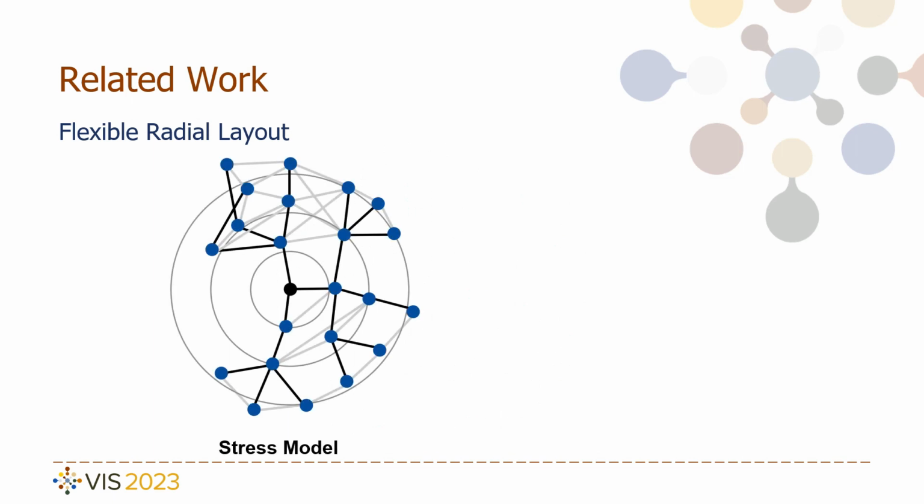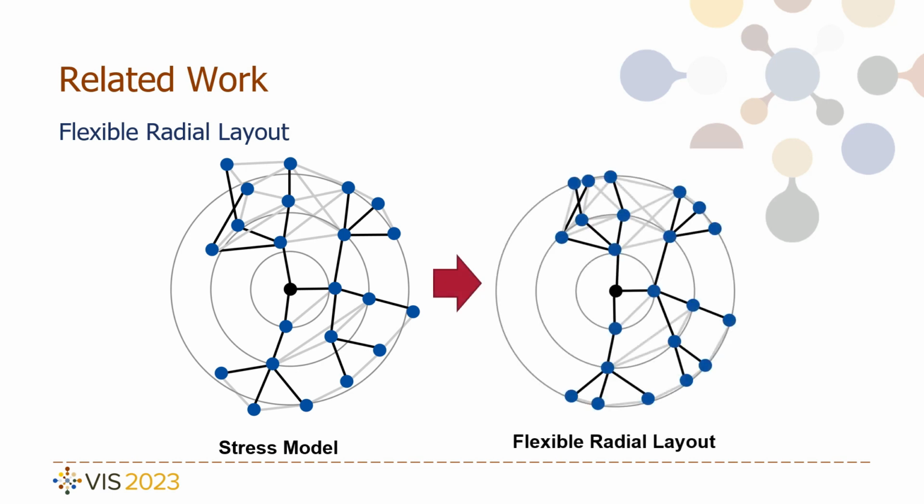Another common layout method, the stress model, maintains relationships between nodes, but node-to-center hierarchies will not be maintained. A similar method, flexible radial layout, considers the node distance relationship by combining radial layout with the stress model. However, the readability of this method is still unsatisfying because of the limited layout space on concentric circles.